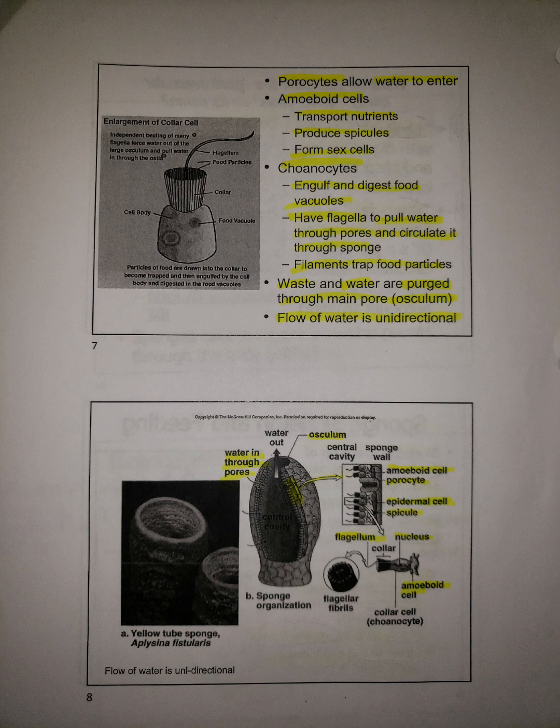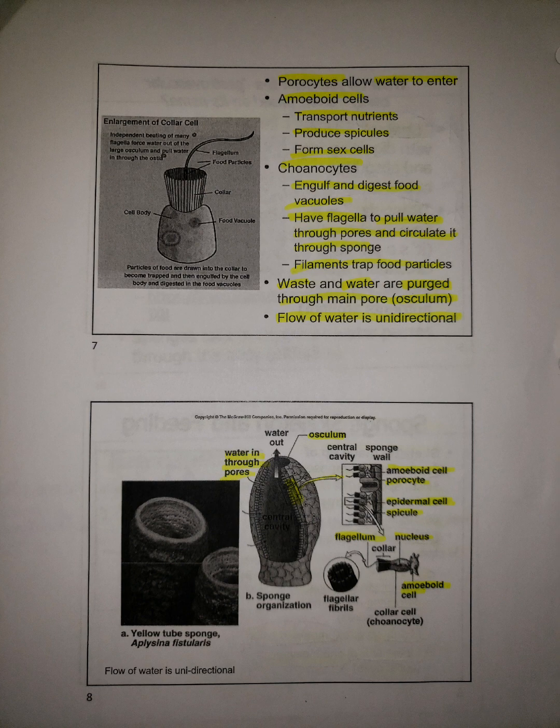The porocytes allow water to enter. Amoeboid cells transport nutrients, produce spicules, and form sex cells. Choanocytes engulf and digest food in vacuoles. They have flagella to pull water through pores and circulate it through the sponge. Filaments trap food particles. Waste and water are purged through the main pore or osculum. The flow of water is unidirectional.